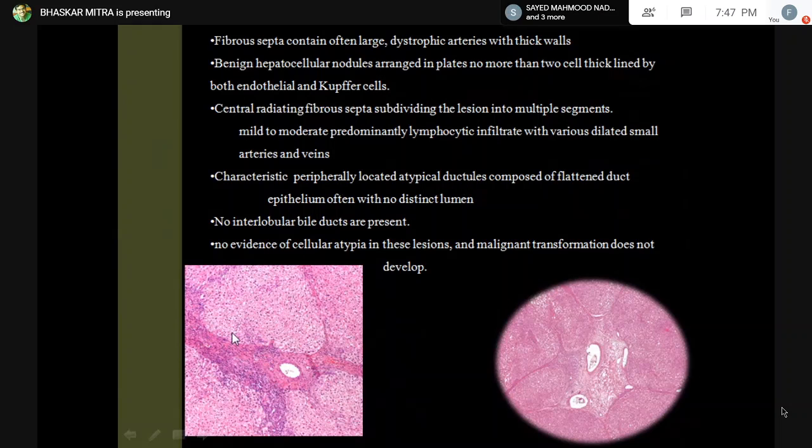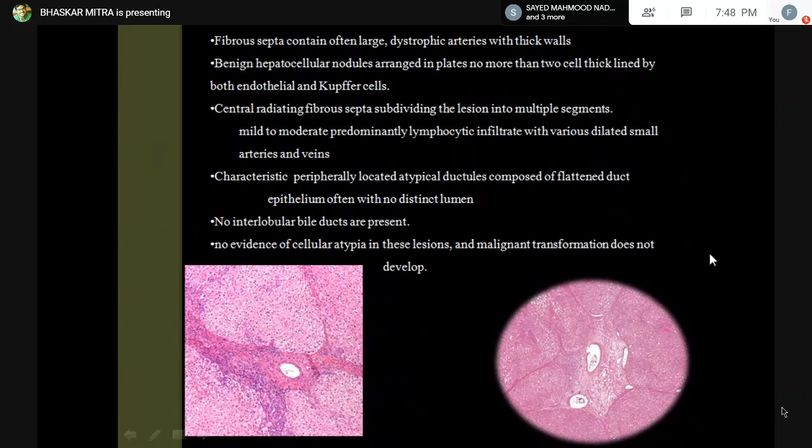As this fibrous scarring is there, there is a distortion of the lobular architecture, and in the periphery there may be presence of atypical ducts composed of flattened duct epithelium without proper lumen formation, which is also seen in this focal nodular hyperplasia. No interlobular bile duct can be appreciated, and as this is not a true neoplastic lesion, the cells don't show any significant atypia and they don't transform into a malignancy.